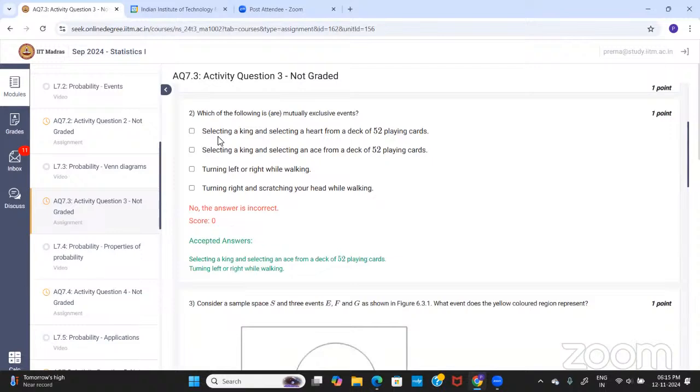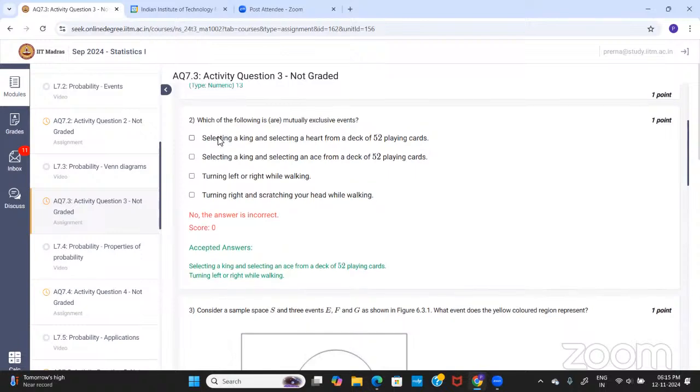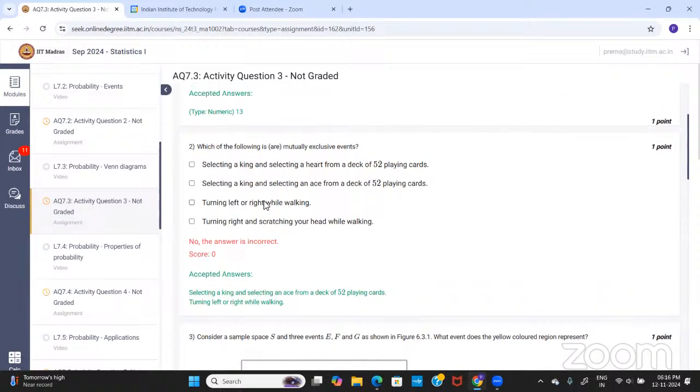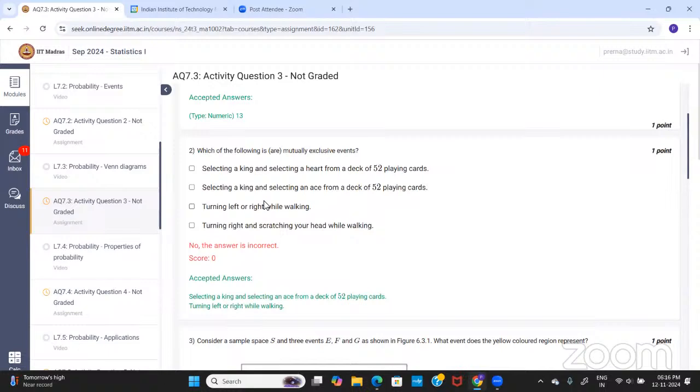So the next question is, which of the following are mutually exclusive events? Selecting a king and selecting a heart from a deck of 52 playing cards. No. Selecting a king and selecting an ace from a deck of 52 playing cards. Yes. Turning left or right while walking. Yes. Turning right and scratching your head while walking. No. Okay. Mutually exclusive means that if one event is occurring, then at the same time the other cannot occur. Right?